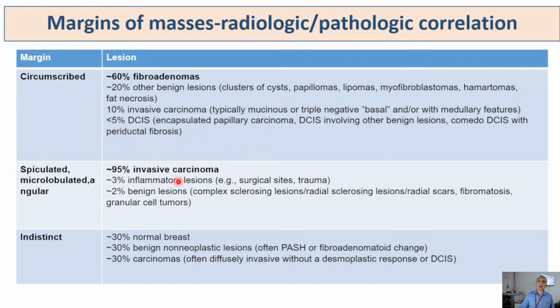Spiculated margins are the classical, the majority of your invasive NOS will be like this. Rarely inflammatory lesions can mimic, and post-surgical scars, radial scars, etc. can also mimic. And with indistinct margins, 30% are normal breast, 30% are benign non-neoplastic lesions like pseudoangiomatous stromal hyperplasia or fibromatoid changes, and rarely these may be carcinomas, which are diffusely invasive without a desmoplastic response, or DCIS. So these are the situations which may go against the usual rules which we have for the margins.